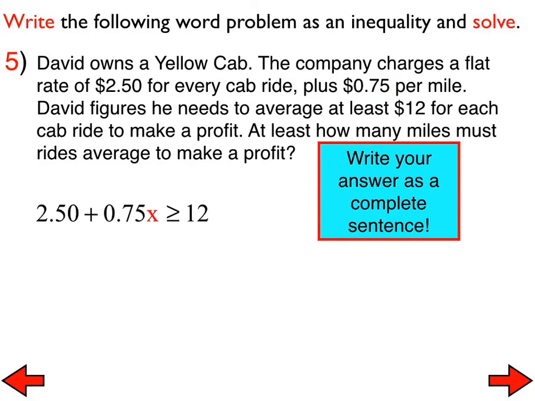So this should look like 0.75x plus 2.5 is greater than or equal to 12. You can have the x term first if this makes you more comfortable like this. Go ahead and solve this one, please. We are subtracting the constant from both sides, then dividing both sides by the coefficient. And we have x is greater than or equal to.